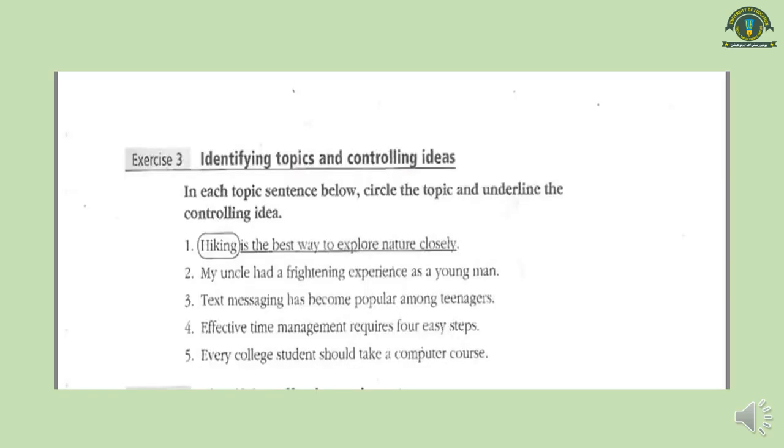Now, identifying topics and controlling ideas. In each topic sentence below, circle the topic and underline the controlling idea. So the first example is solved, that is, hiking is the best way to explore nature closely. So hiking is the main topic and the controlling idea is the best way to explore nature closely.